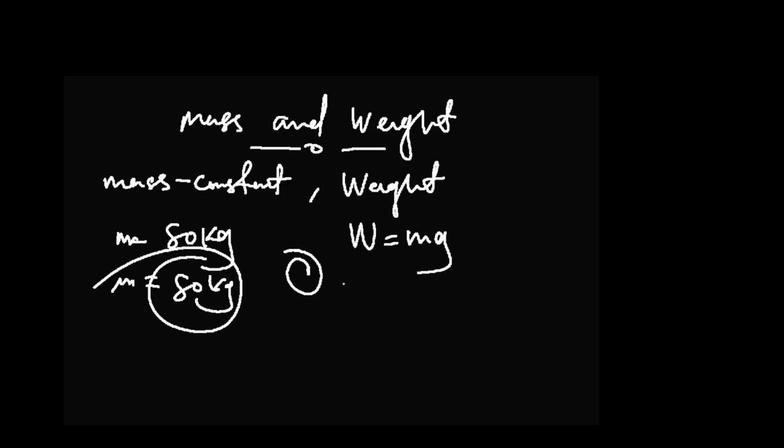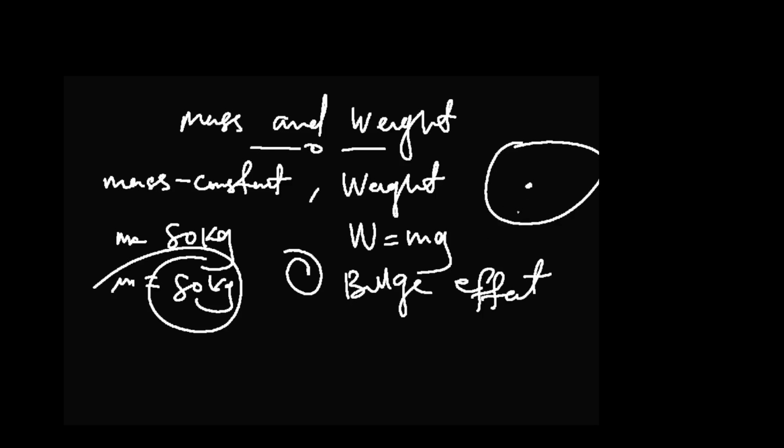This is what we call the bulge effect. So when I say bulge effect, what it means is that when you have this, and you have an object here, and you have an object here, the distance between these two objects is not the same. Are you getting this now? So that's what we refer to as the bulge effect. It's one of the reasons why the acceleration due to gravity varies from place to place.